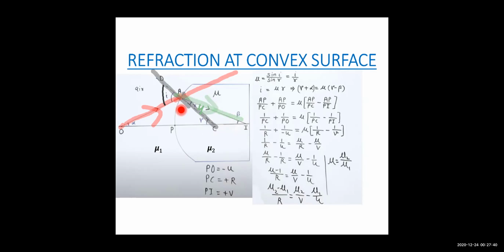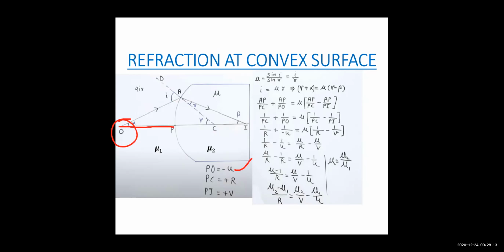Now, here we have named some angles. So now, children, as we know, our object is at point O. All the distances, we know, are measured from the pole, right? So the distance PO is the object distance, and according to the sign conventions, PO is on the left hand side, so it will be taken as negative. So PO is equal to minus u, that is your object distance.